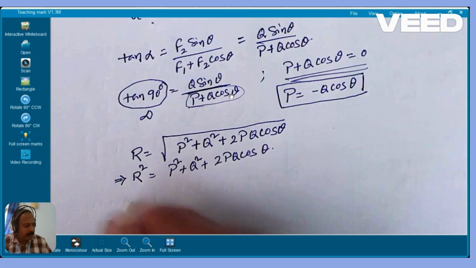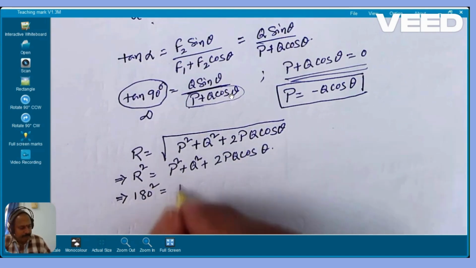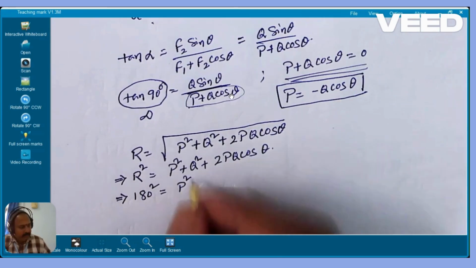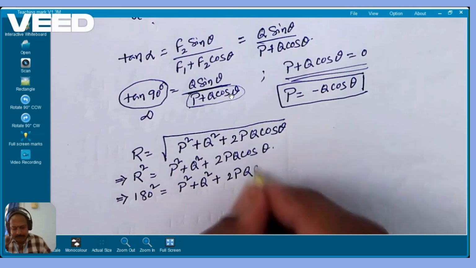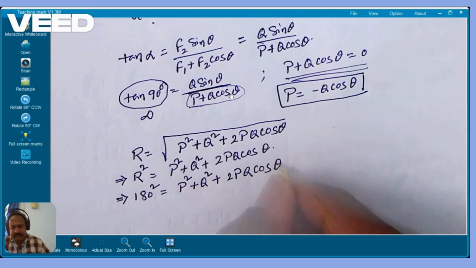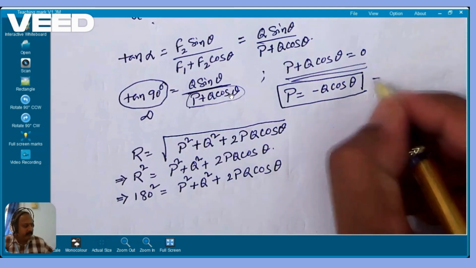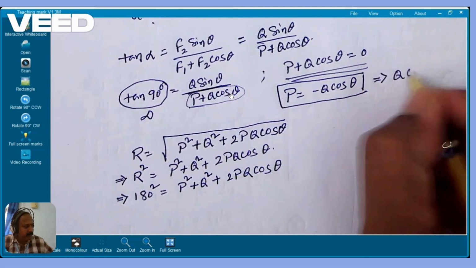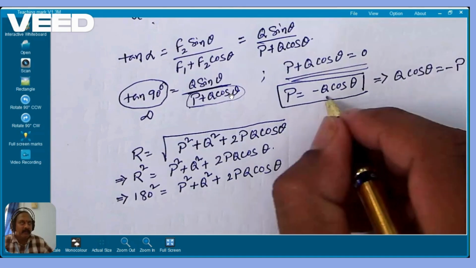Clear? So 180 square is equal to P square plus Q square plus 2PQ cos theta. So from this we can write Q cos theta is equal to minus P. P is equal to minus Q cos theta.